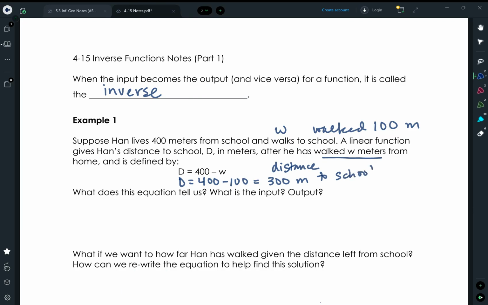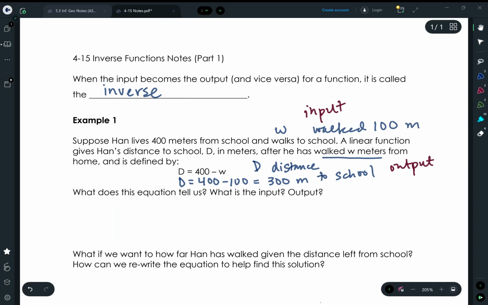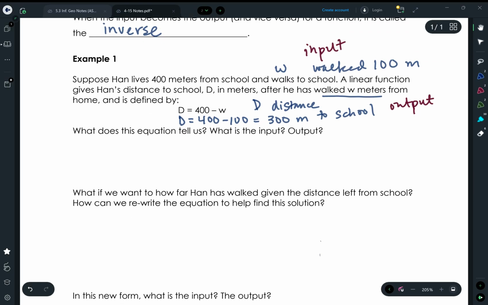And that's my D. So my input is my W, and my output is my distance to the school. So my input is the amount he's walked, and my output is distance from school. Sometimes it's nice to just try out a formula and understand how it works before you start answering questions about it. With our first question, we're asked, what does the equation tell us?